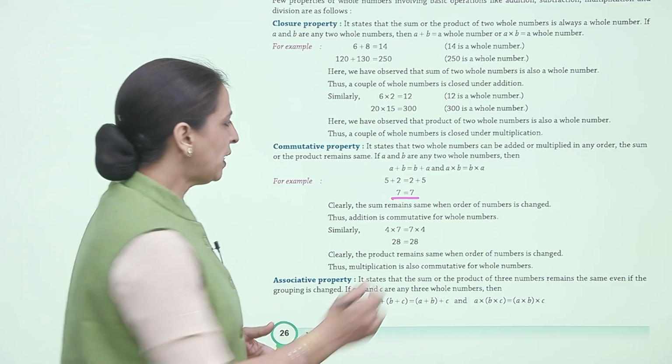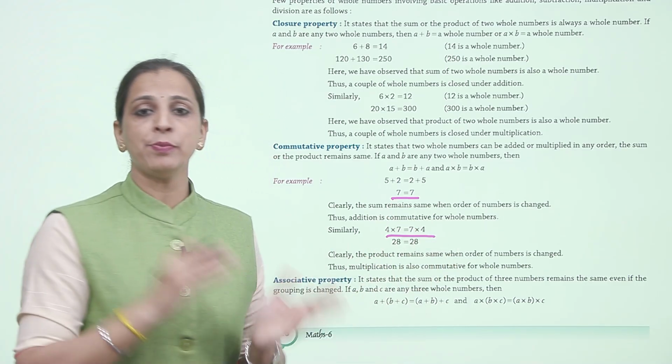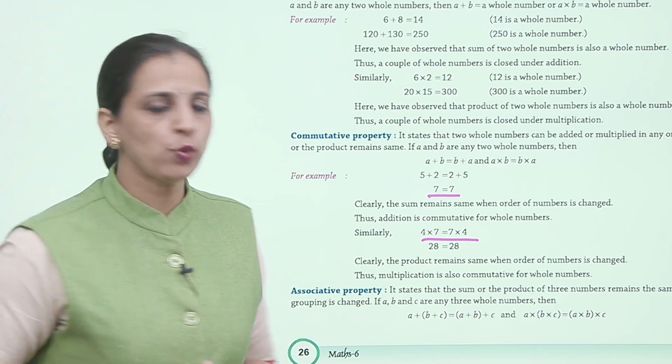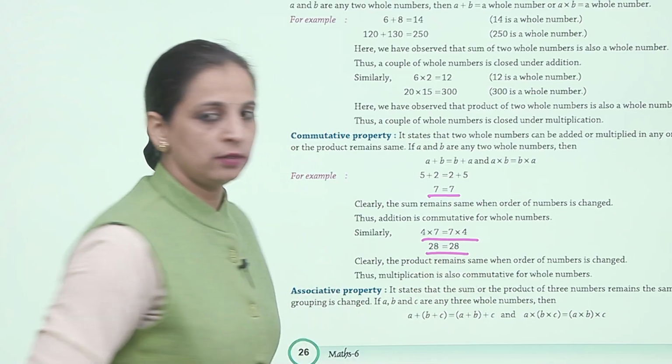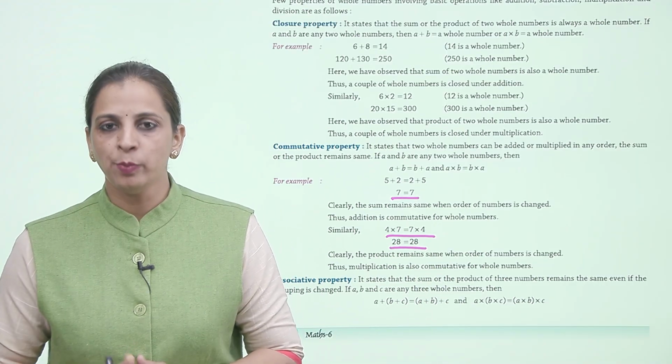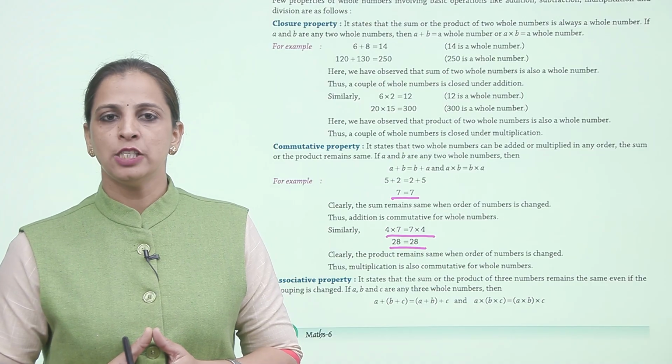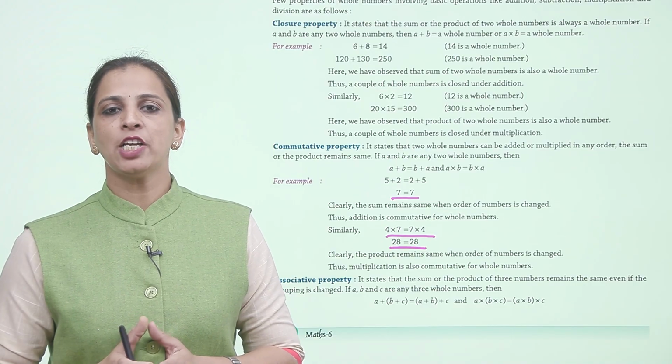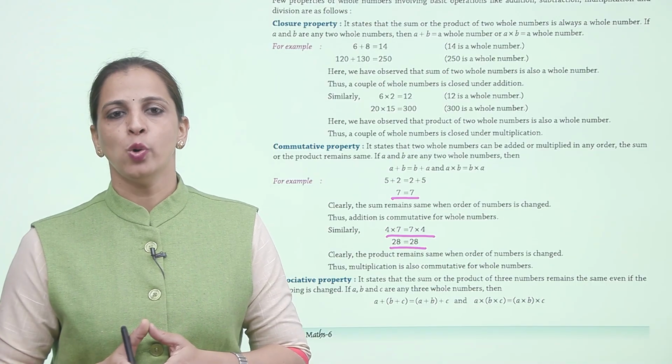Similarly, 4 multiplied by 7 and 7 multiplied by 4. In both the situations, answer is 28. Clearly, the product remains same when order of numbers is changed. Thus, multiplication is also commutative for whole numbers.